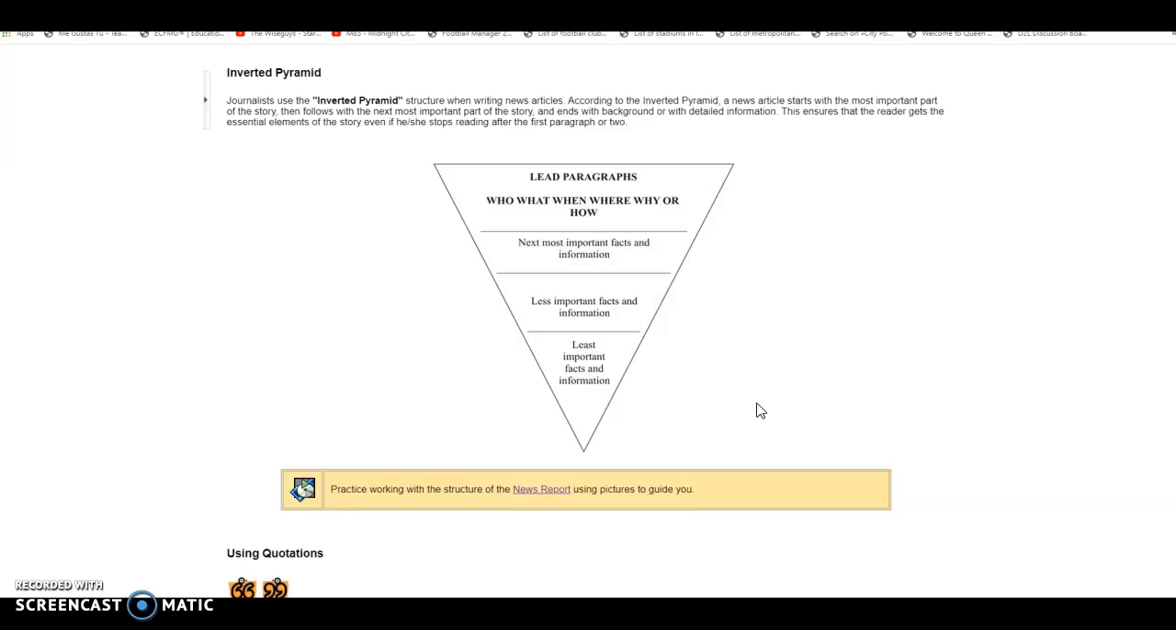So when you organize your information in a news report, think of it that way. Think, what is the most important information that I have to give to the reader, and put that up top.